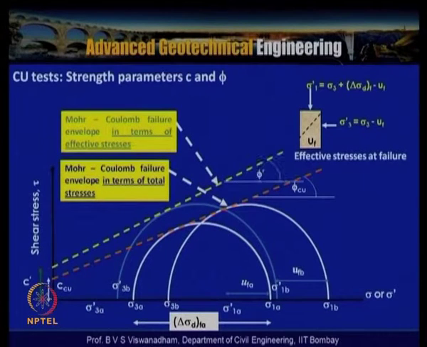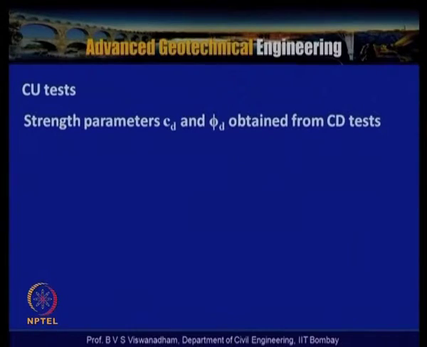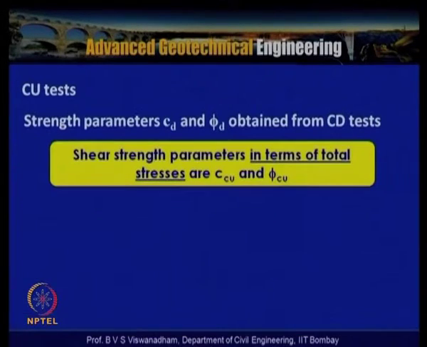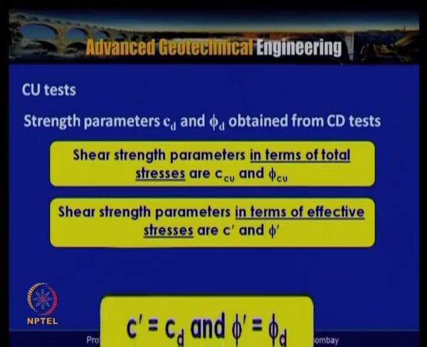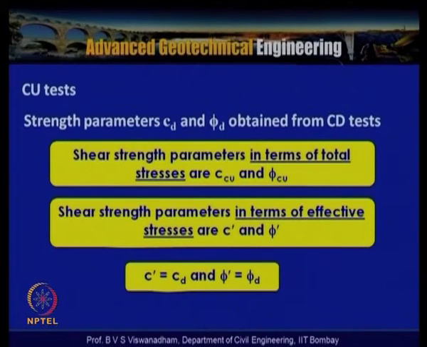With that, we get the effective strength parameters, that is, the Mohr Coulomb failure envelope shifts accordingly. This is for the strength parameters C and phi. So with the consolidated undrained triaxial test we get both drained parameters as well as undrained parameters. The shear strength parameters in terms of total stresses are called C consolidated undrained and phi Cu. The shear strength parameters in terms of effective stresses are called C dash and phi dash. So C dash is equal to Cd and phi dash is equal to phi d. They are called the drained cohesion and drained friction angle.